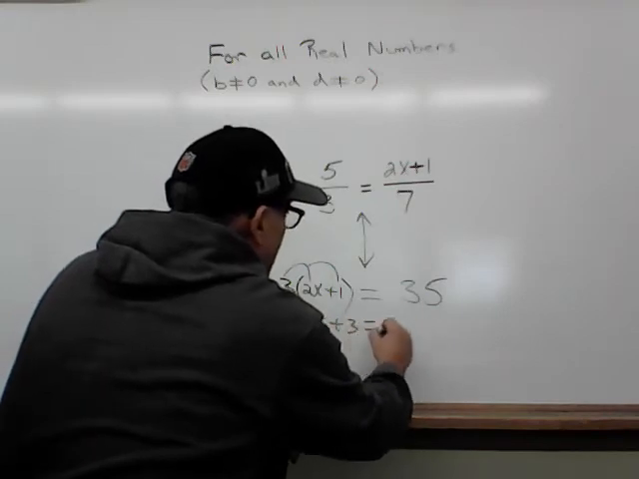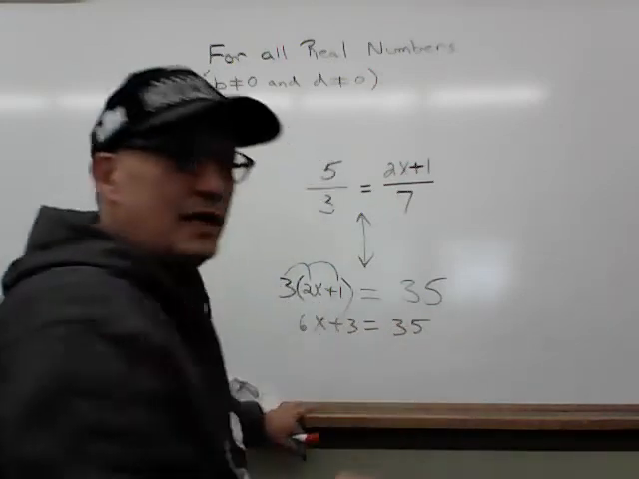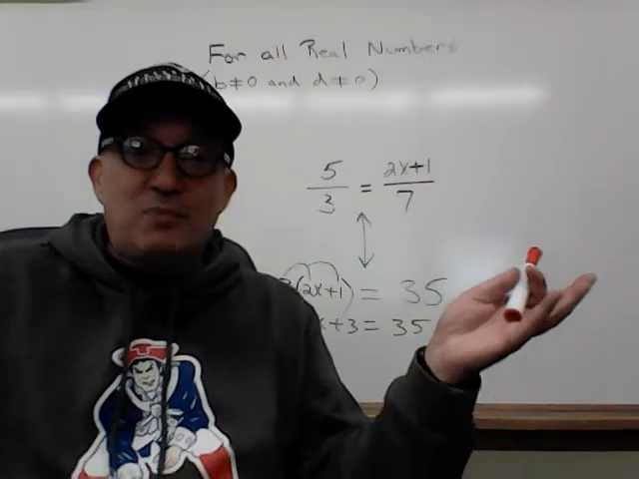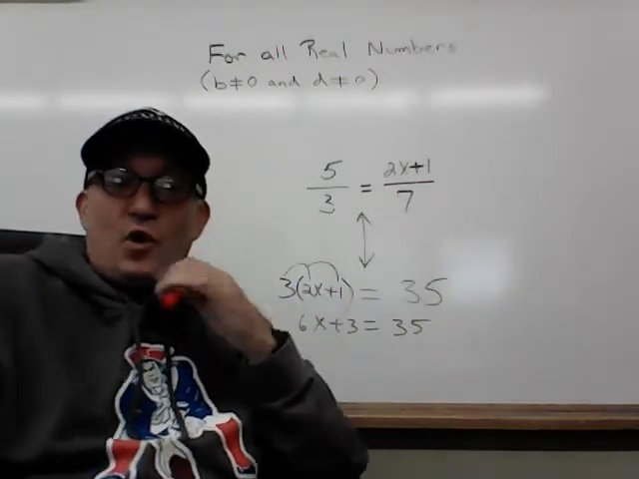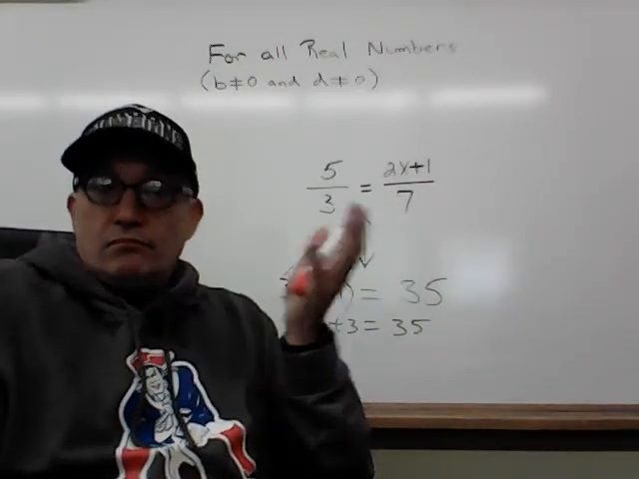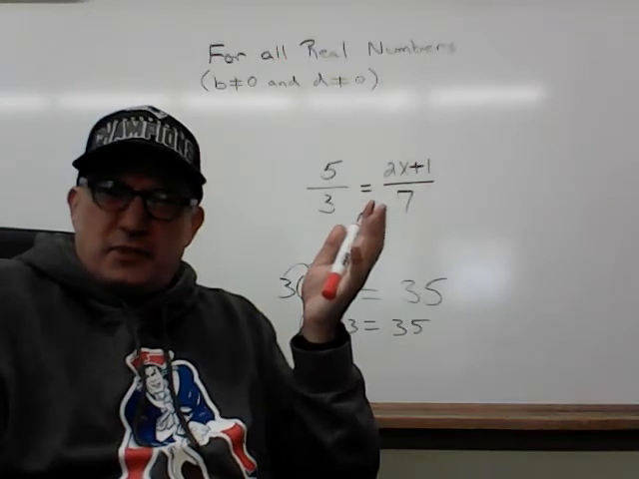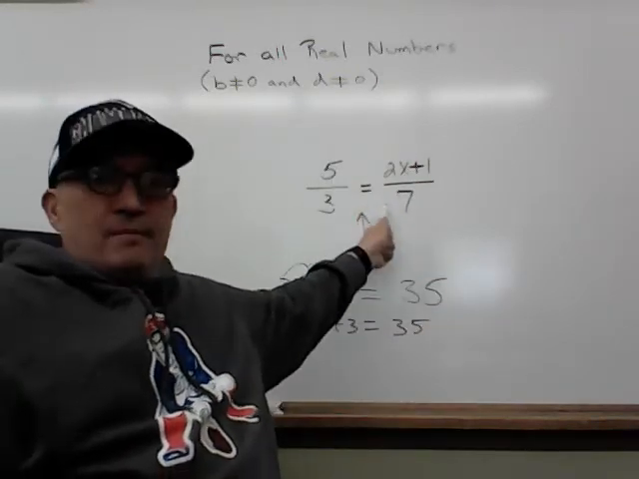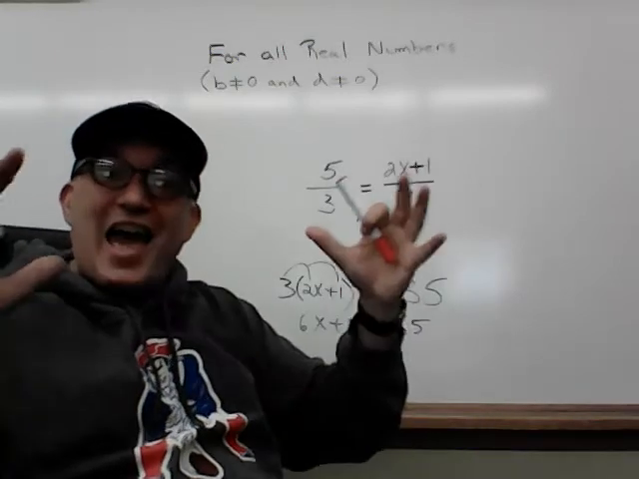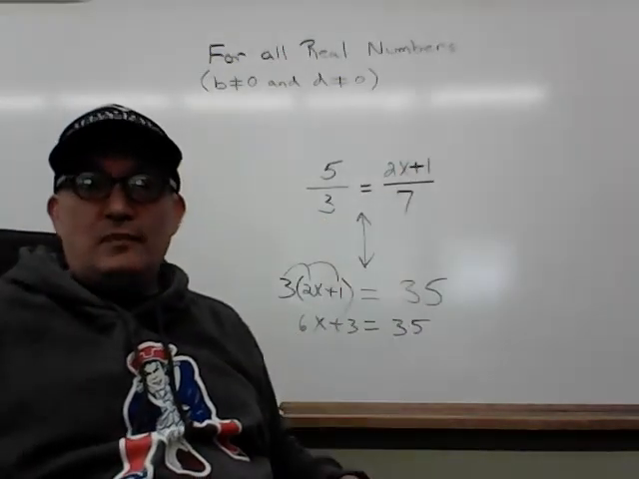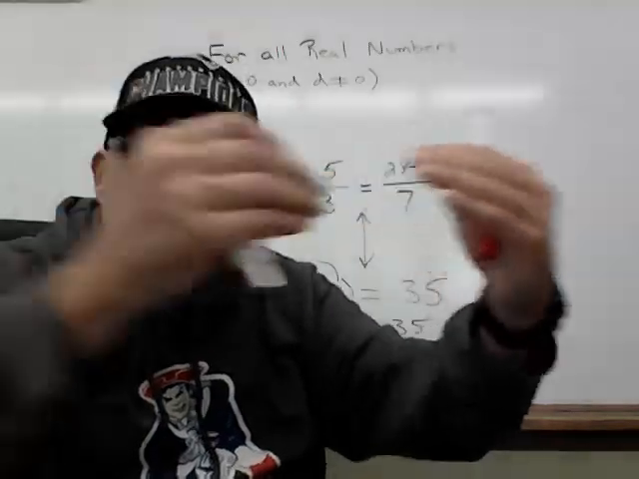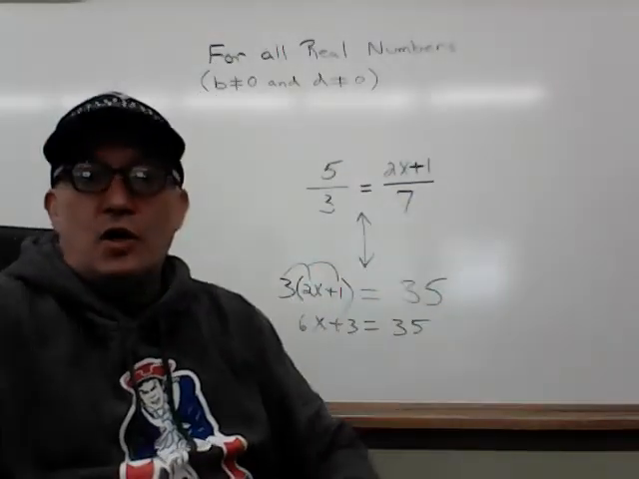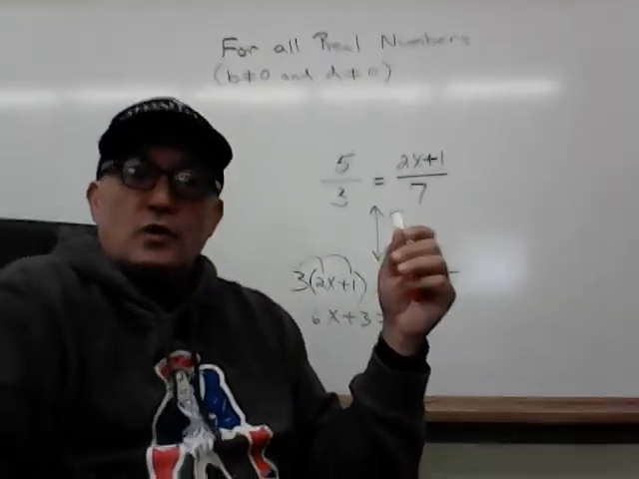6x plus 3 equals 35. And I can tell at this point that the x is not a whole number. Okay? There are several steps to this equation. The first is to simply set the diagonal cross products equal. We received two equal fractions, we automatically know what we can do.